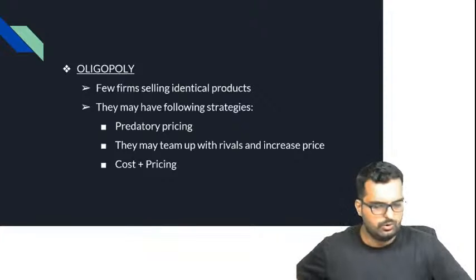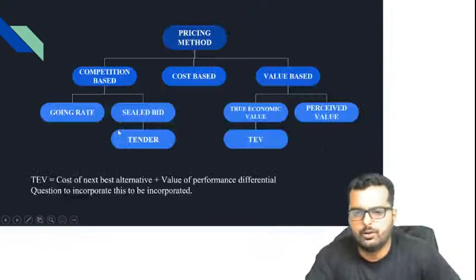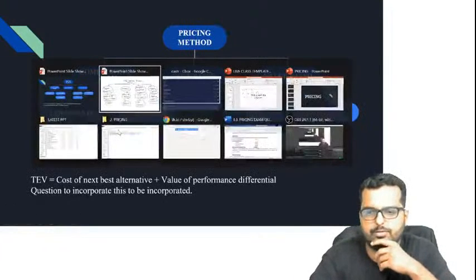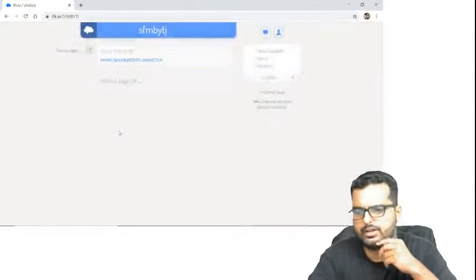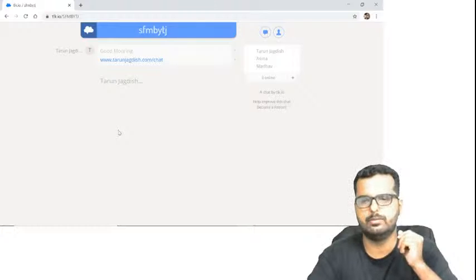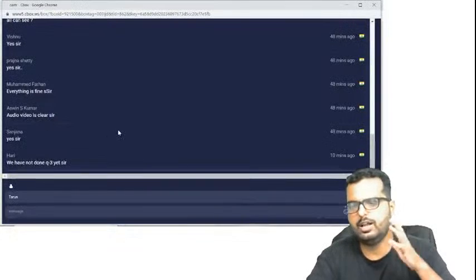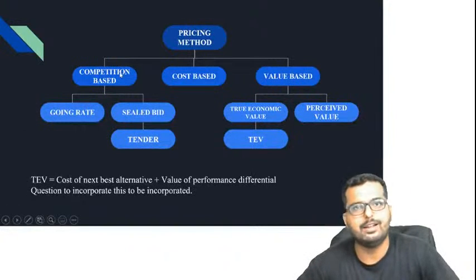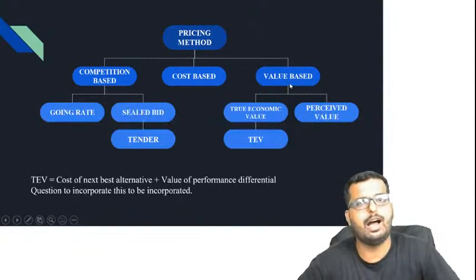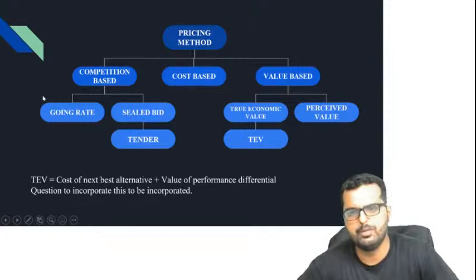Alright. So I believe you are done with oligopoly. Now we go to the next theory part. Let me check if everything is comfortable. Yes. Alright. So let's come to the next theory part now. Different pricing methods. Friends, pricing methods can either be competition based pricing method, cost based pricing methods, or it can be value based pricing methods also.